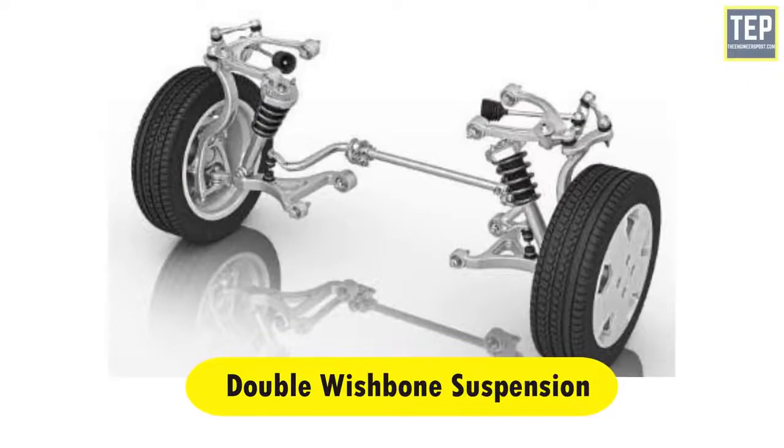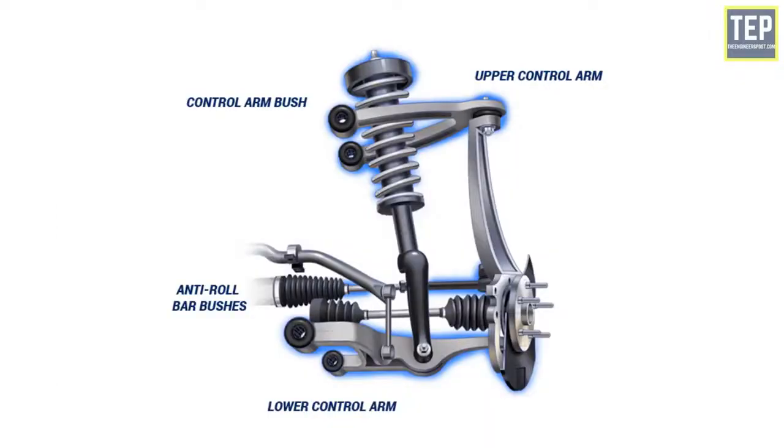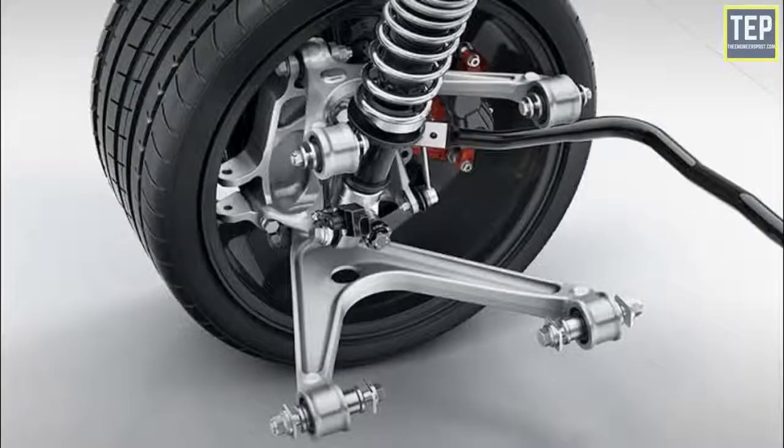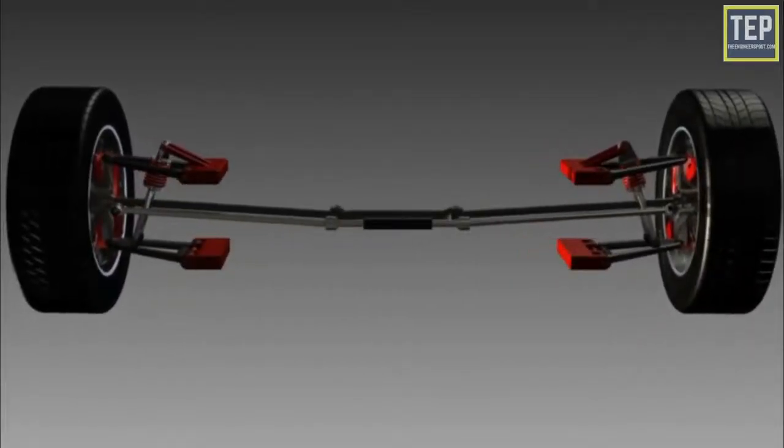Double wishbone suspension system. In this system, the wheel is mounted on the wheel hub. The wheel hub is provided with two links, that is an upper link and a lower link. Both the links are pivoted with the frame of the vehicle. A shock absorber is also placed between the frame and the lower link, which consists of a flexible joint.